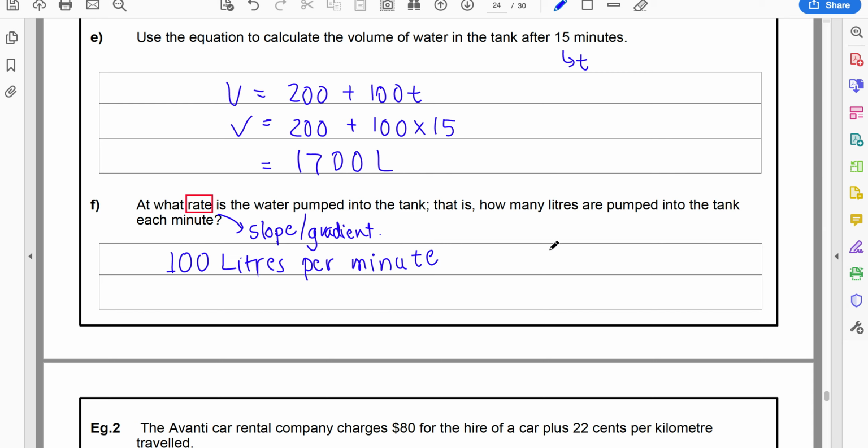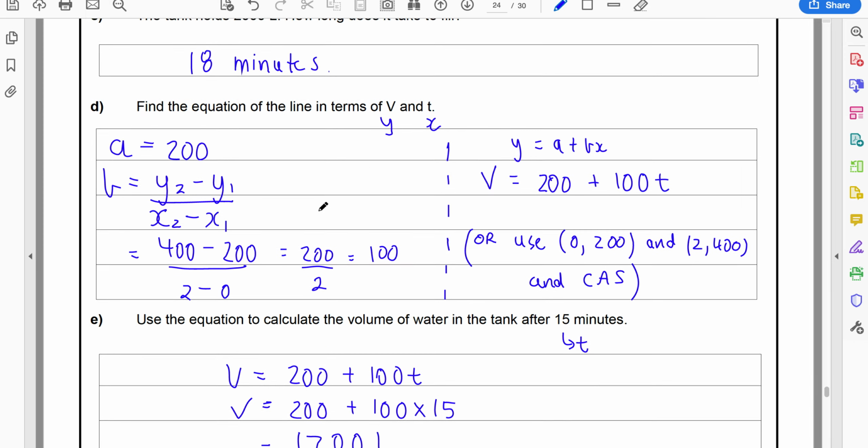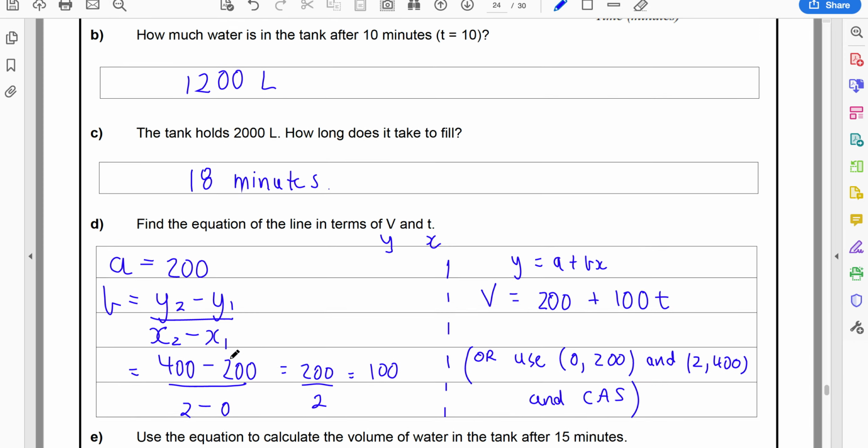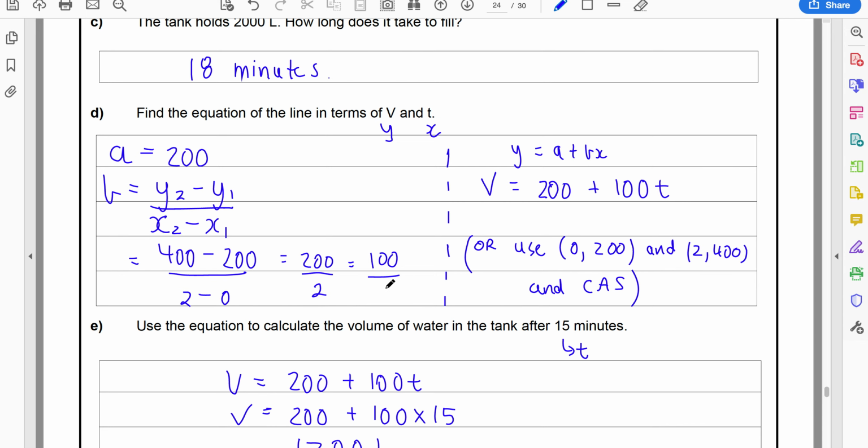So it is as simple as just looking at your rise and run. The rise was 100 litres for every 1 minute. And that's what happens when you do this formula up here. It's just simplifying a little bit, because of course this can be written as 100 over 1.